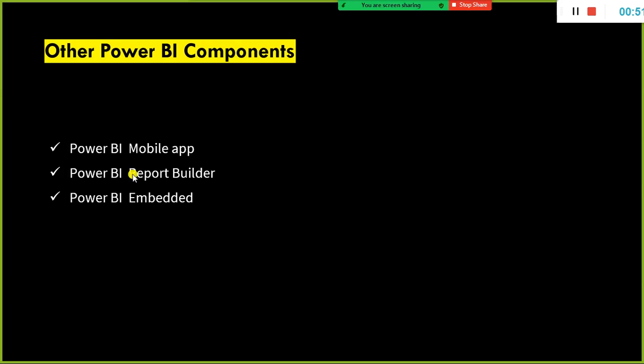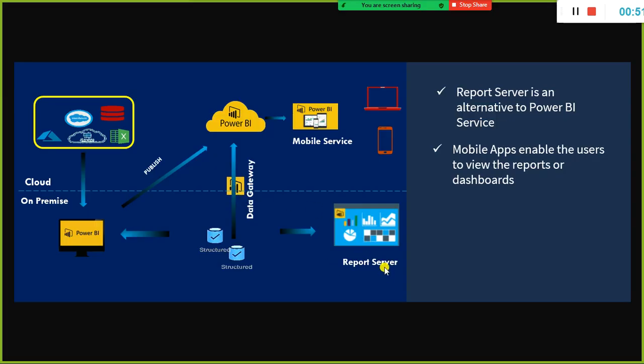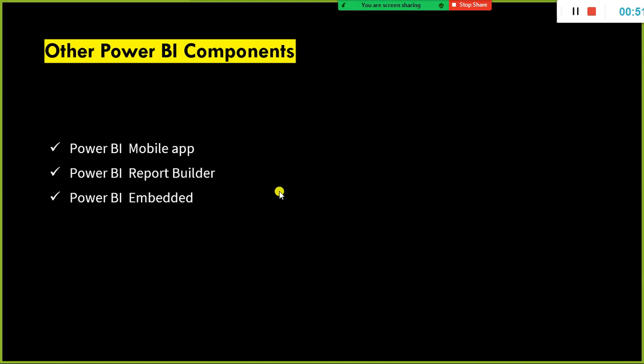Apart from these components, like I said, the mobile app, there is also report builder available. Report builder is different from this report server. So what is report builder all about? Using report builder, you can generate pixel perfect reports. What do you mean by pixel perfect reports? Like invoice, delivery challan, all these things are pre-formatted.